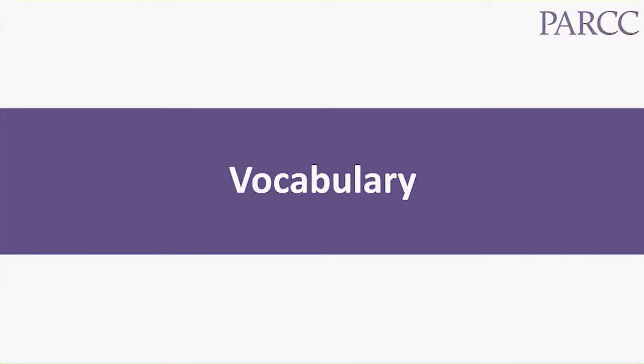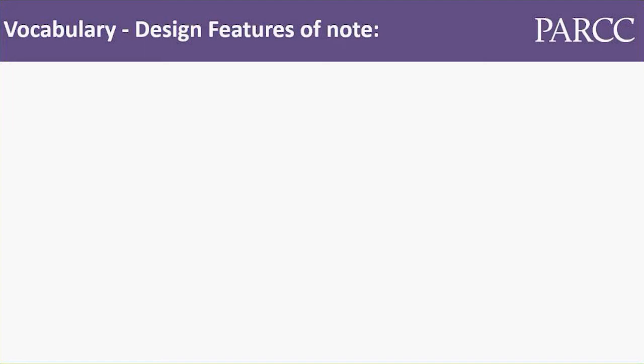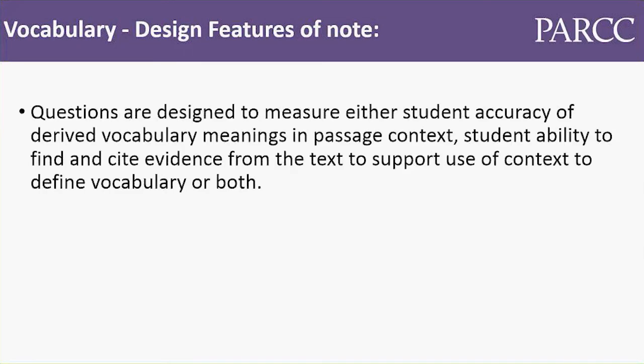The design of the vocabulary assessment is similar to that of the reading comprehension. So you will see that the questions, again, are designed to give information about student accuracy of derived vocabulary meanings. Of course, that's within the context of a passage. It's not isolated vocabulary. And also the ability for students to find and cite evidence from the text. That is, students have to actually say what the context was that allowed them to determine the meaning of the terms they are defining.